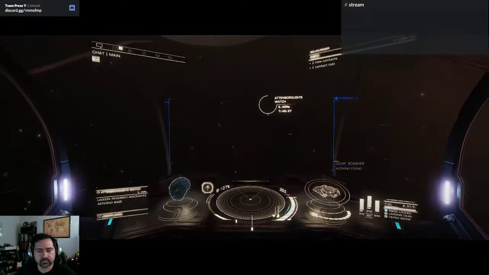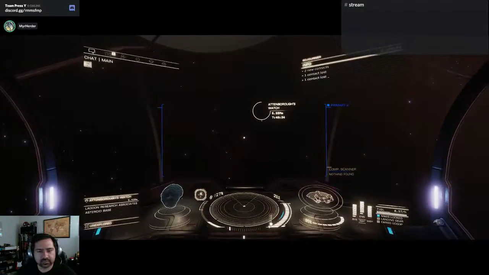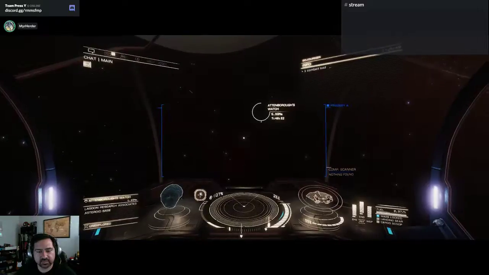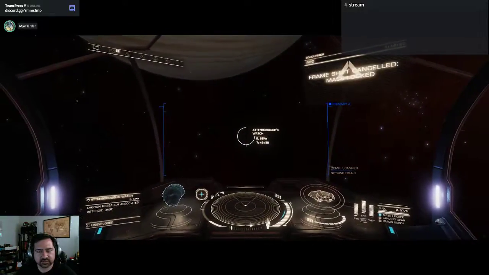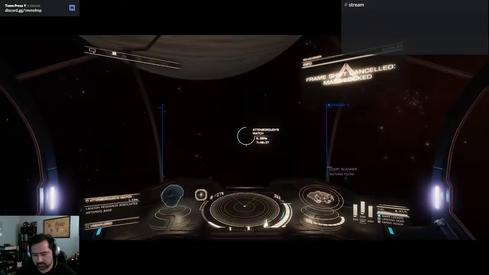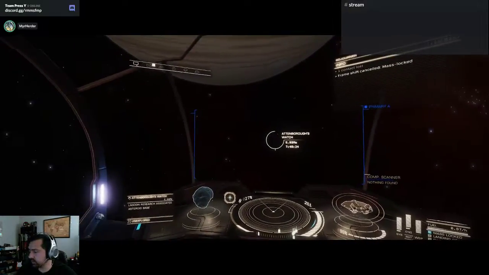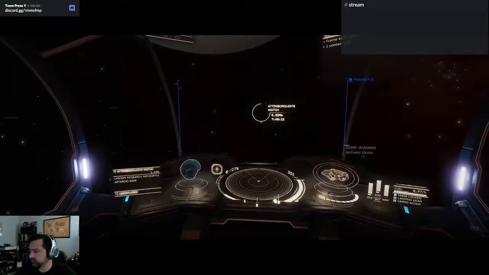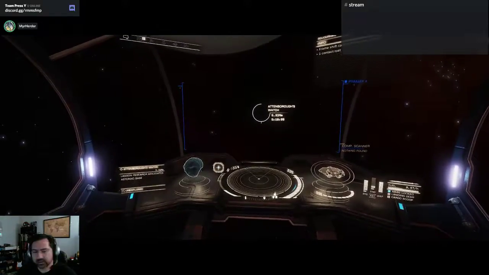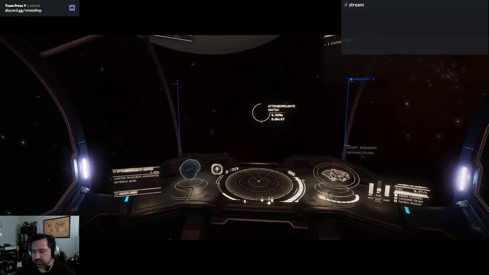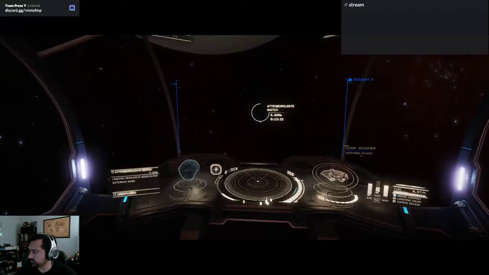It's a cool name for a space station. Alright, made it through. Now, at this speed, it would take almost 8 hours to get there. So let's go back to warp speed. Frame shift canceled due to mass lock, because we're so close to so many asteroids. It won't let us go into warp.